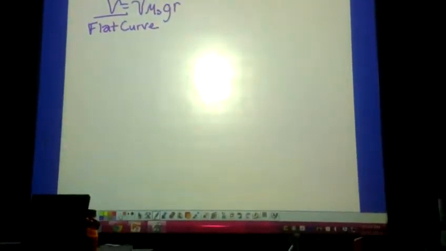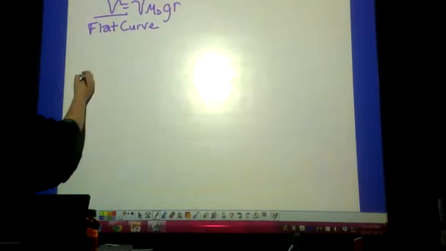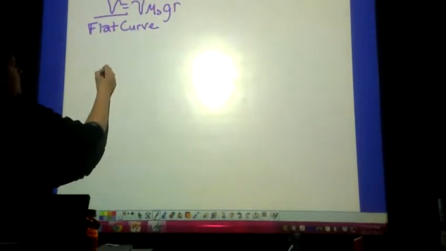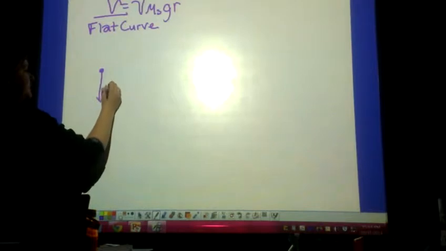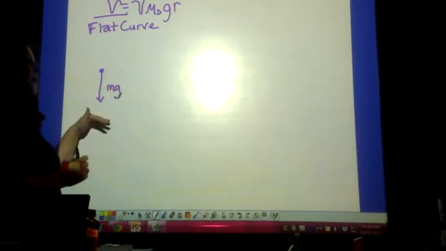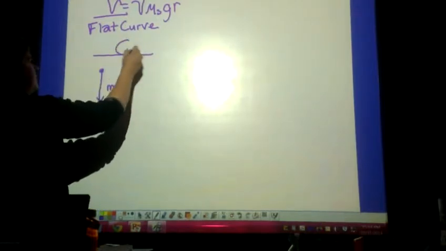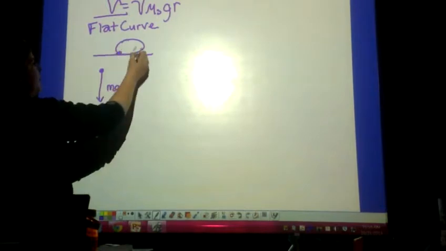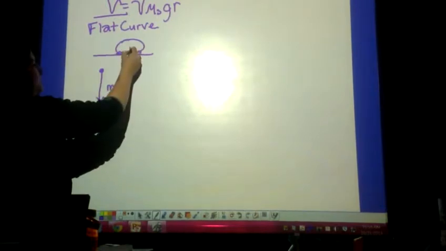Okay, so my goal is to find or derive how I got that equation up at the top. If I drew a free body diagram for the car on a flat curve, I know that the car would have a weight force. Here's my car. It has a weight force.